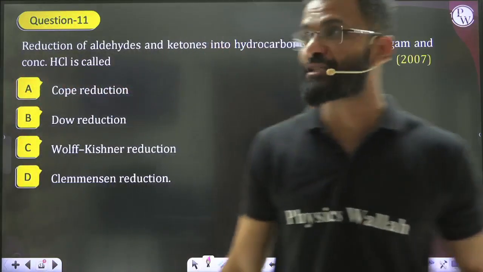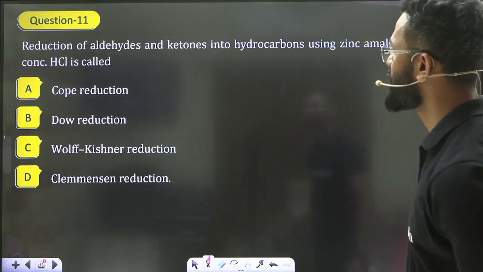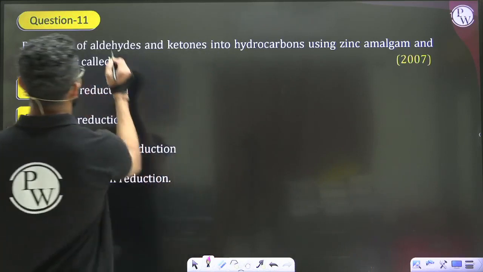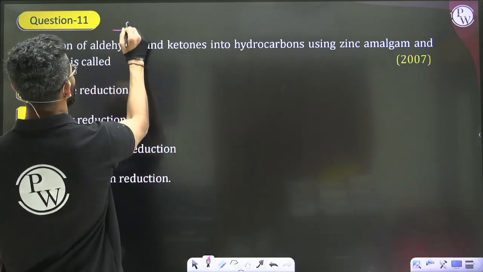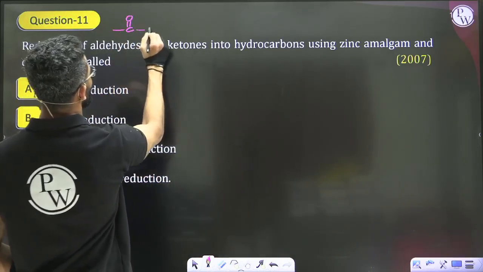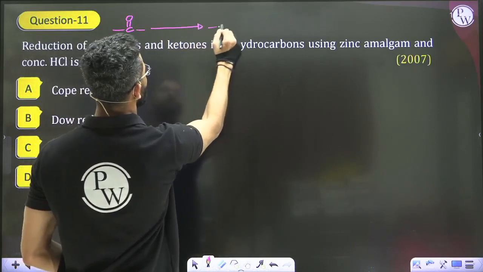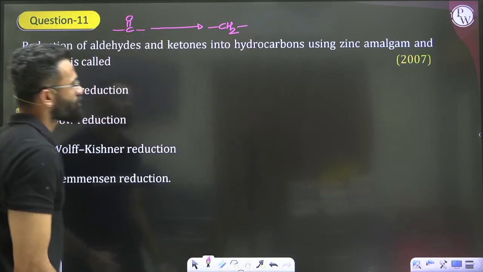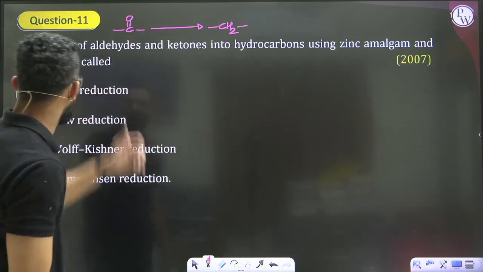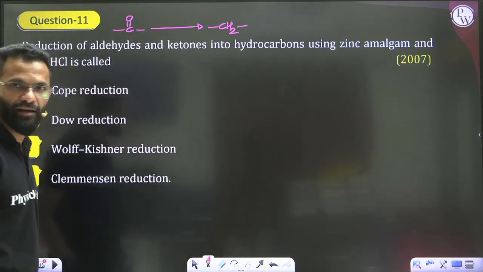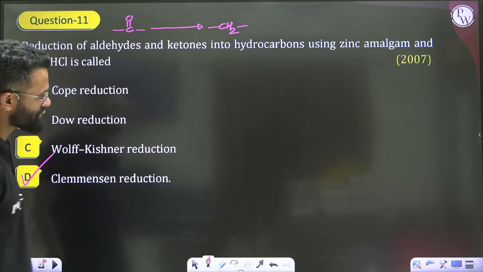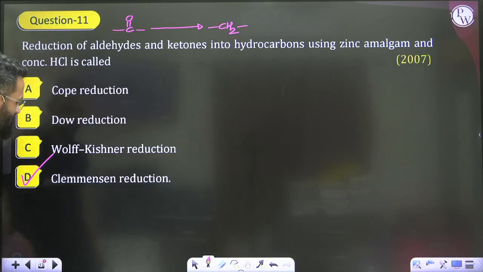Next question, guys, straight away here. Reduction of aldehydes and ketones into hydrocarbons. Well, they're talking about conversion of carbonyl compounds into hydrocarbons, meaning converting the carbonyl compound into a methylene group using zinc amalgam and concentrated HCl. Zinc amalgam in concentrated HCl is the reaction we call Clemmensen reduction. So the right choice is option D.